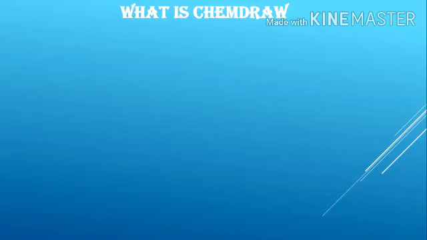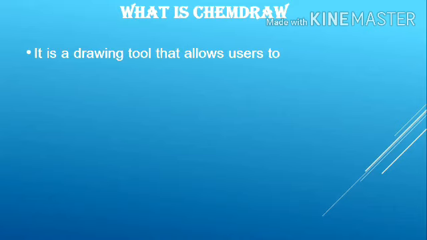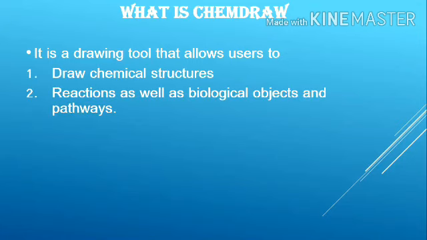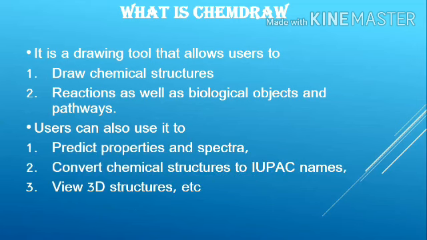Today, we'll learn about what is Chemdraw. Some of you might know about Chemdraw, might have heard about it, and some might not. So let's first learn what it is. It is a drawing tool that allows users to draw chemical structures, reactions, as well as biological objects and pathways. It also allows users to predict properties and spectra, convert chemical structures to names, view 3D structures, etc.